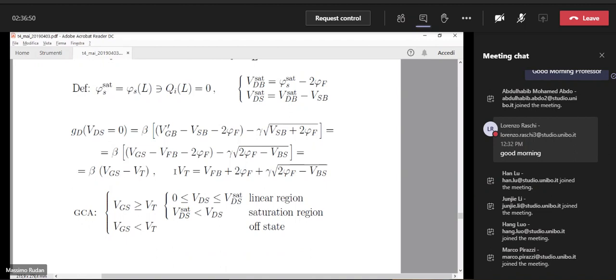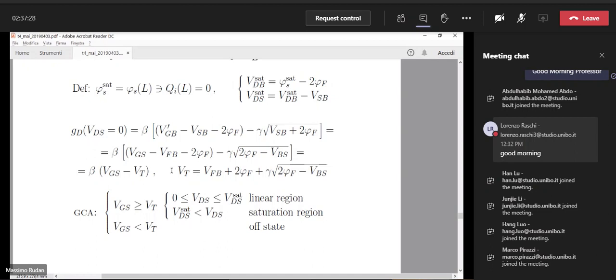You observe that it is made of constants because the Fermi potential is a constant, and also the flat band voltage is a constant. But we have a dependence on the bulk voltage with respect to the source, okay? So the dependence of the threshold voltage on the bulk to source voltage is called the body effect.